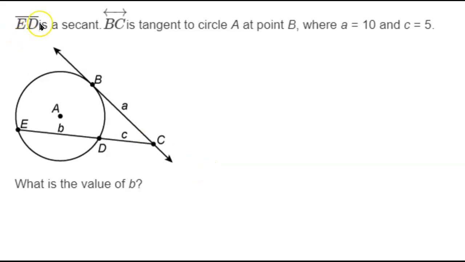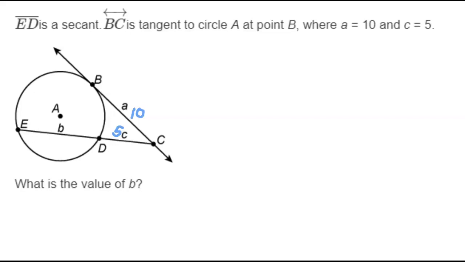Here's the other one. ED is a secant. BC is tangent to circle A at point B. A is 10. C is 5. What is the value of B?